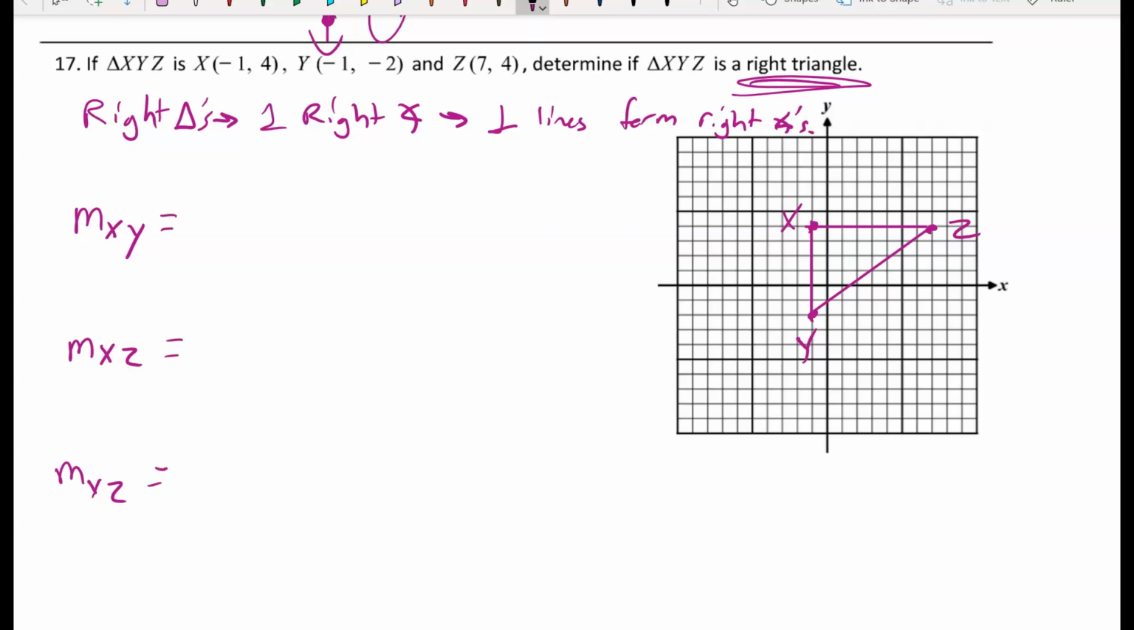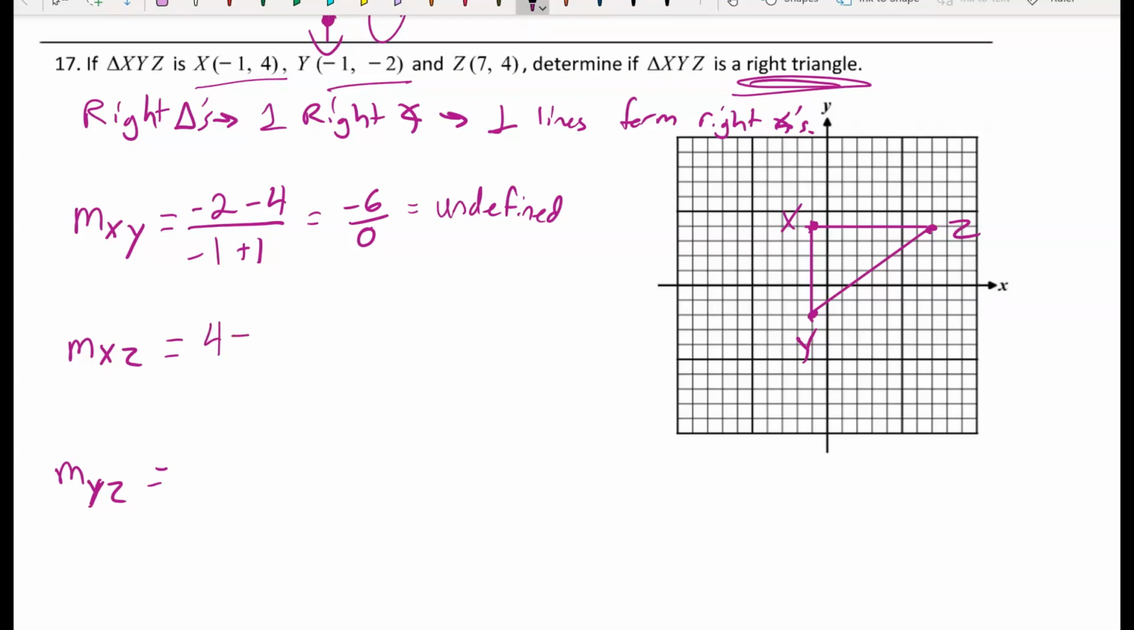So I'm going to do this real quick. We've done slopes already a little bit. Remember, y2 minus y1 over x2 minus x1. For X and Y, -2 minus 4 over -1 plus 1 is -6 over 0. Uh-oh, can't divide by 0. That's going to be undefined. So that just means that side XY is perfectly vertical, and that's okay. I could see that in the picture pretty well.